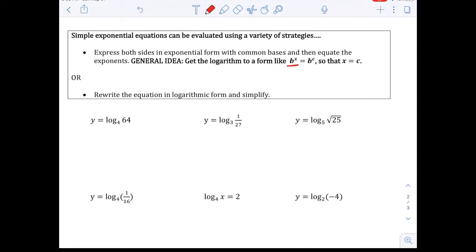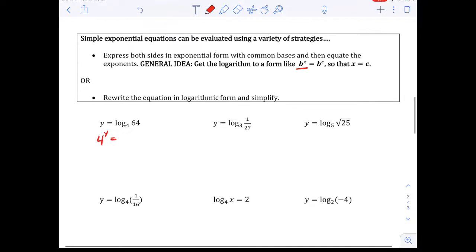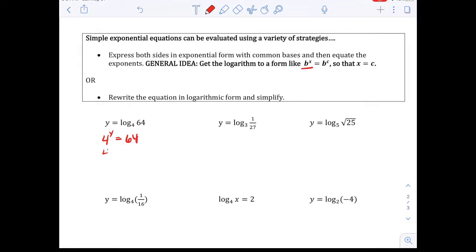So let's look at what we have here. y is equal to log base 4 of 64. Well, that's not a common log. It has a base of 4, not 10, so I can't put that into my calculator. So if I want to solve this one, I'm going to have to put it in exponential form, because 4 to the power of y is equal to 64. And then we might say, well, 64 is 4 to the power of 3. So the exponents are equal, y is equal to 3.